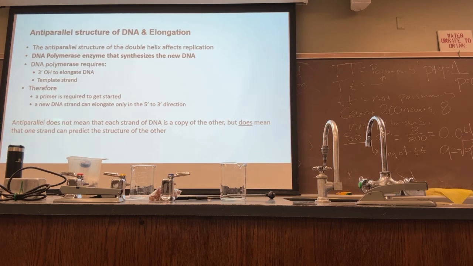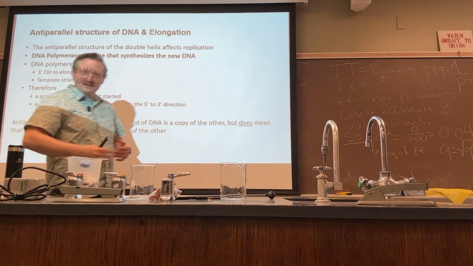And then I've got this point right here that I've been bringing up since we first talked about DNA. Each strand of DNA is not identical to the other strand of DNA, but each strand predicts the structure of the other. You see what I mean? So one strand and the other are not identical, but they are anti-parallel, that the 5' end and the 3' end are opposite to one another.